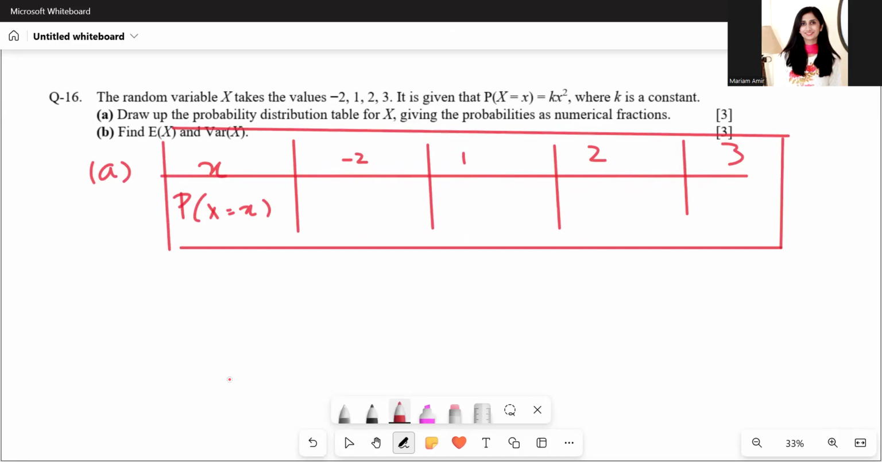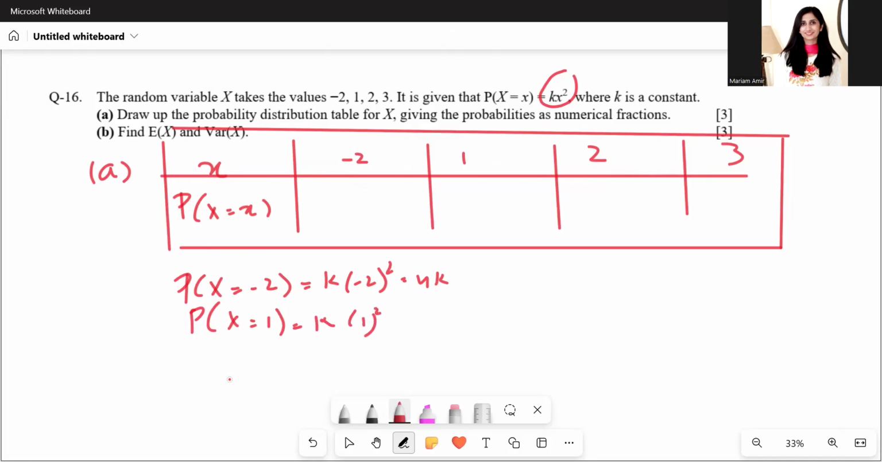All right. Now the probability is k times x squared. That means the probability of getting a -2 would be k times -2 squared, which is 4k. Then the probability of getting a 1 would be k times 1 squared, which would just be k. And then we'll have another 4 into k for this, and then a 9k for this.